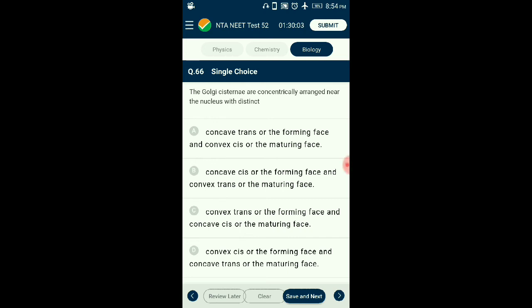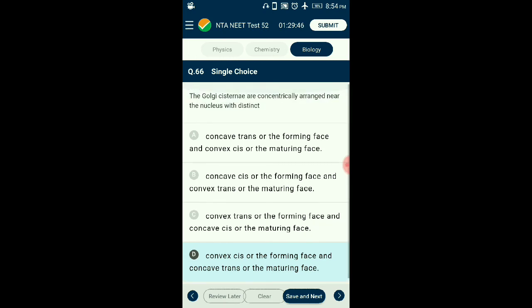or the maturing face. The cis and trans faces of the organelle are entirely different but interconnected. So the answer for this question is option D. Convex cis or the forming face and concave trans or the maturing face.